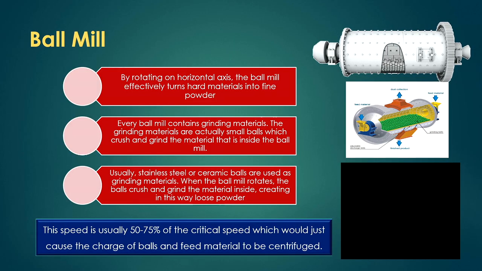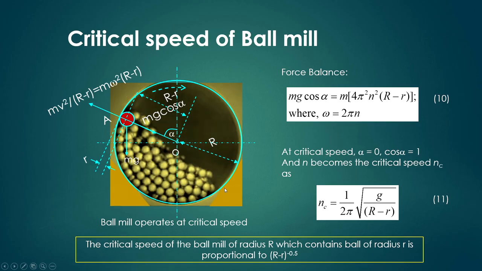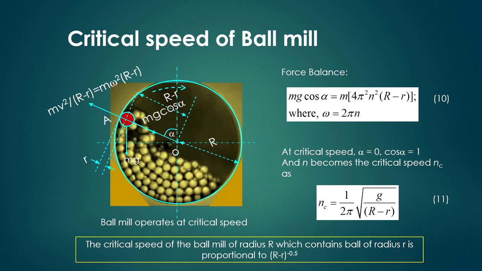So, that is why there should be a certain critical speed to be followed to get this grinding. The speed is usually 50 to 75% of the critical speed. Beyond this critical speed, the ball will be rotating along with the drum. So, you have to maintain at least 50 to 75% of that critical speed, which would cause the charge of balls and feed material to be centrifuged, getting more friction between the feed material and balls. And then you have to calculate what the critical speed should be.